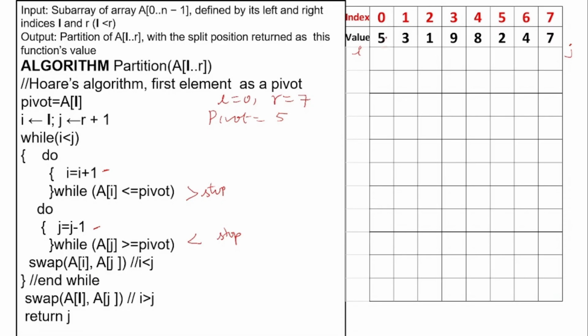So now I compares 3, I is incremented. So 1, compare, this is less than, so move, I is incremented. So now I is here. Less than, move. So this is greater, stop. So now I is here. I stops. J, decrement. 7, greater, decrement. So 4 is less than 5, so stop. So J is here. Now interchange this 9 and 4. So here 4, 9. All the other elements are the same.